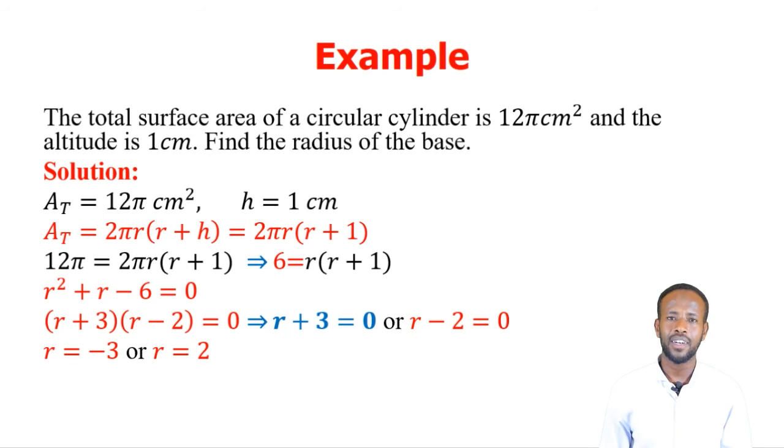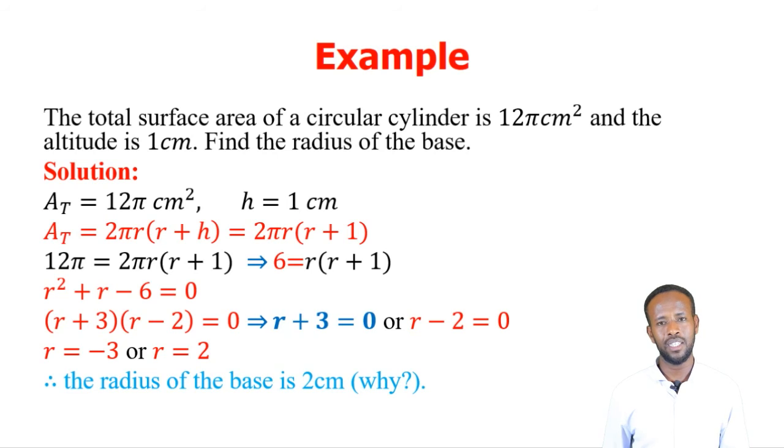Now we have concluded our example. How much is r? How much is the radius of the base? Is it negative 3 or positive 2? Which one should we take? r is equal to 2. Very good, 2, isn't it? Because r is our distance and distance can't be negative. So negative does not concern us. Therefore we will say the radius of the base is 2 centimeter because of its positiveness. That is the reason.